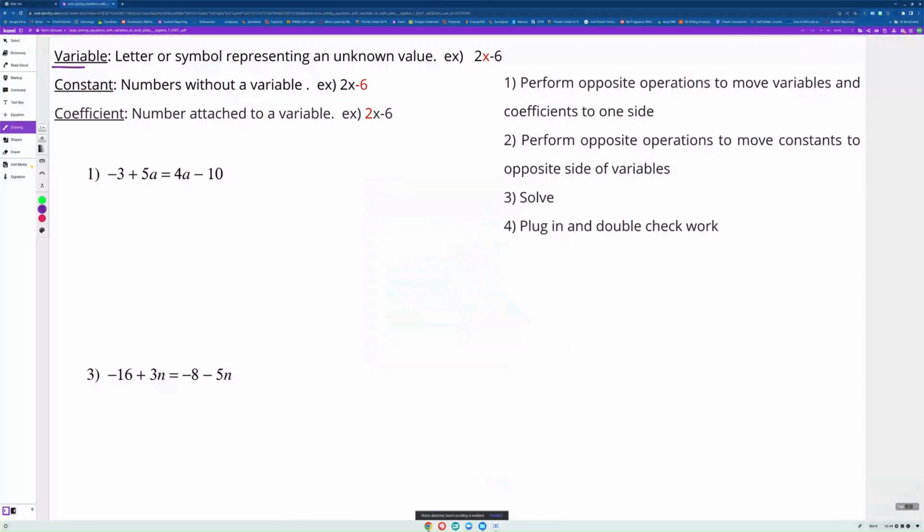So my first term I have is variable. A variable is a letter or a symbol that represents an unknown value. So a lot of the times it'll be what we're solving for. So in my equation, 2x minus 6, that x is my variable.